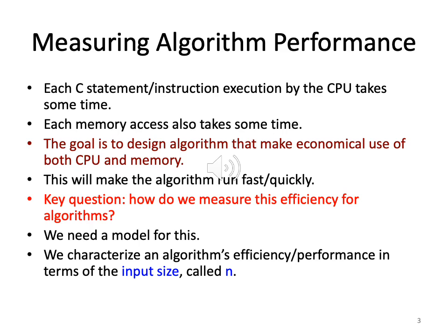Likewise, we can think in similar ways about how many memory accesses there are going to be. If you can minimize the number of memory accesses, that is another way to reduce the time. So the main idea is to make economical use of both CPU and memory, and this will make the algorithm run as quickly as possible. So the key question here is, how do we measure this efficiency for algorithms?